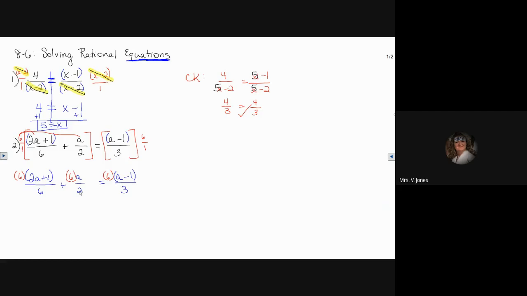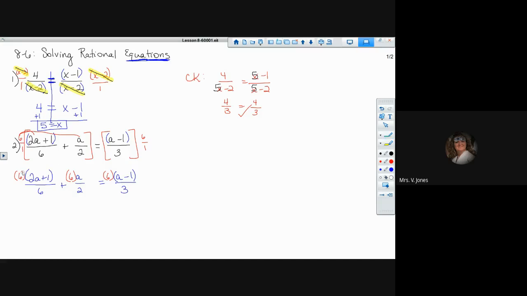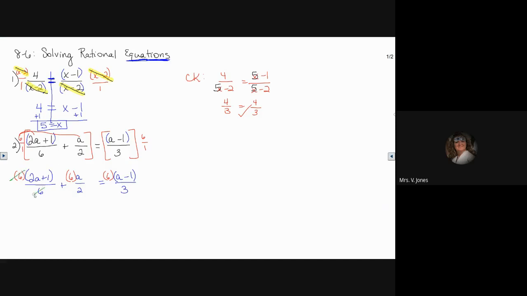Once you do that, don't worry about the 2 and the 3 just yet. Once you do that, cancel out what can be canceled out. So for instance, this 6 cancels out that 6. In this fraction, you can divide 6 and 2. You can divide by 2, which leaves you a 3 up here. And this 6 and 3, you can divide by 3, and that leaves you a 2.